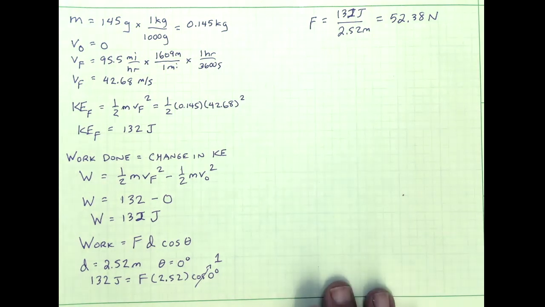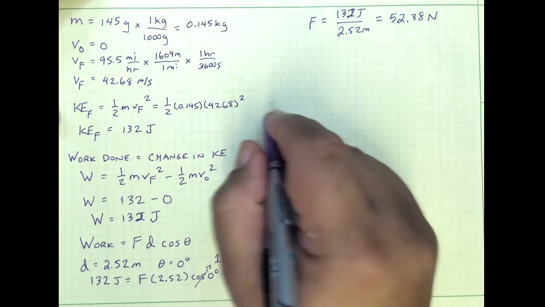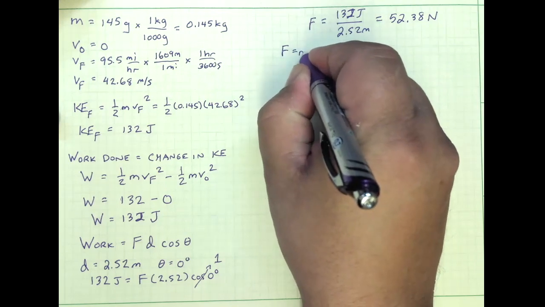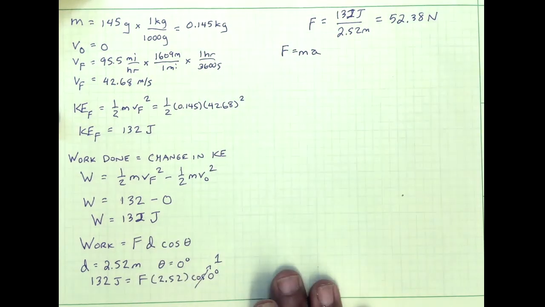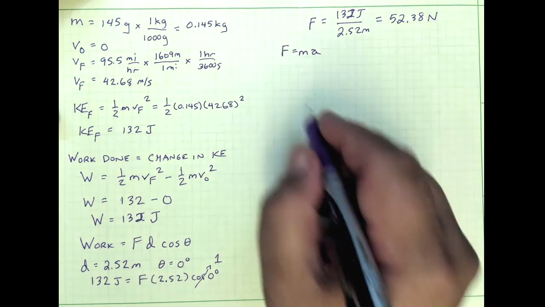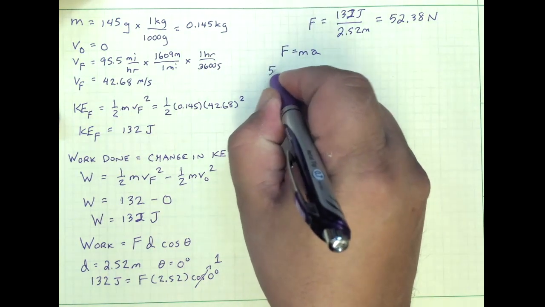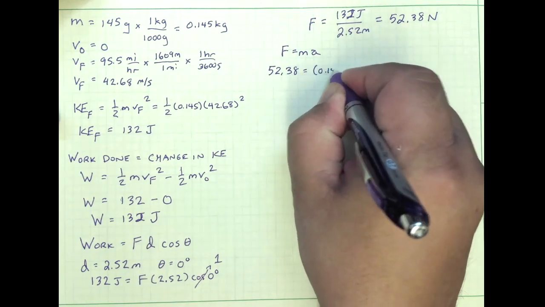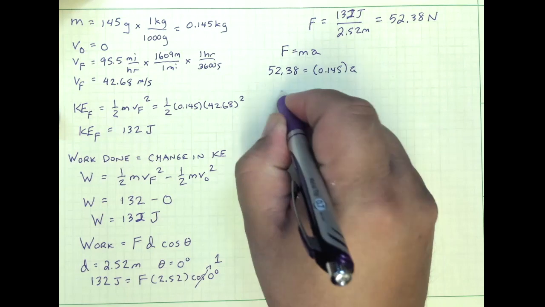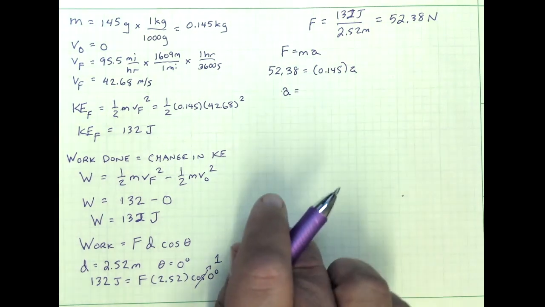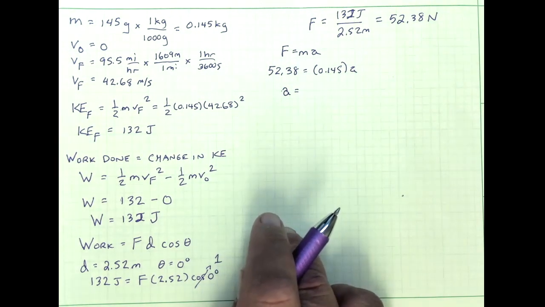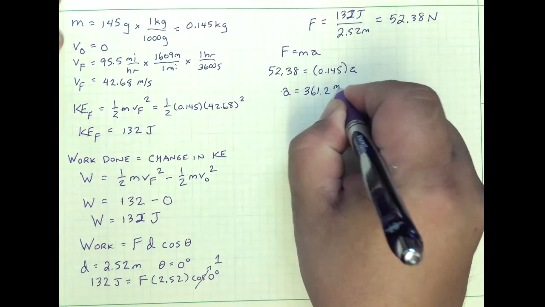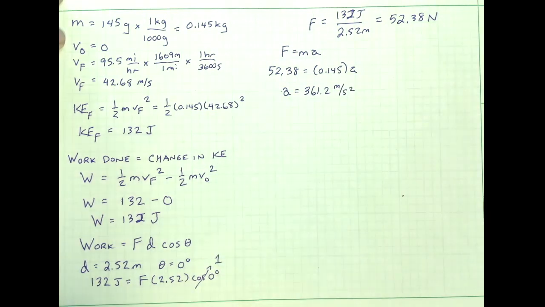We're then asked, what is the ball's acceleration? There are actually two ways to go about figuring out the ball's acceleration. We can start one way with Newton's second law, force equals mass times acceleration. We've just calculated the force to be 52.38. The mass is 0.145, and so we can very simply calculate the acceleration of the baseball to be 361.2 meters per second squared.